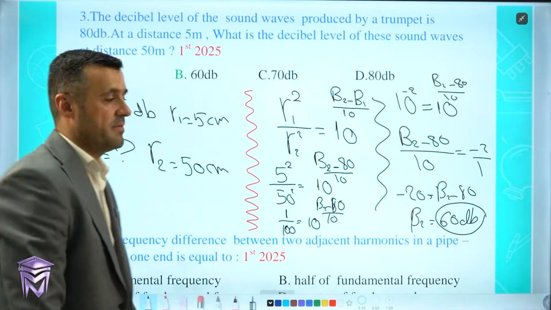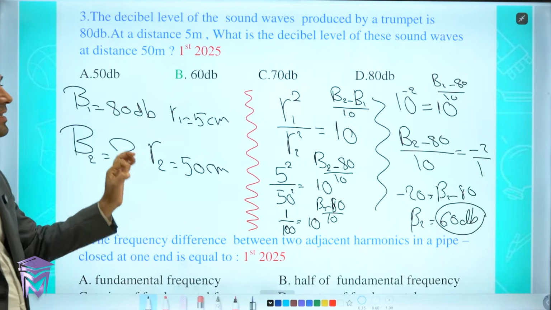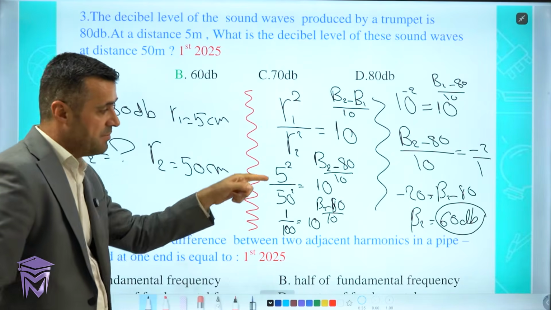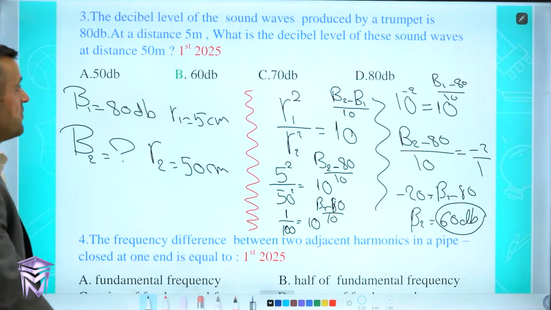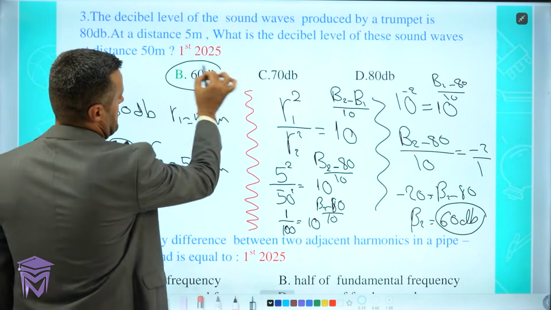We could solve this question in a new way, in a shortest way. B2 equals 60 decibel. The correct answer is 60 decibel.